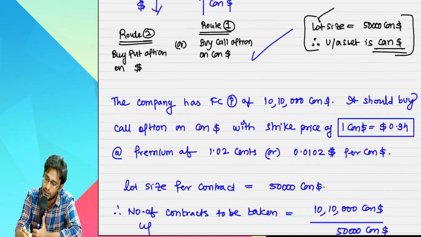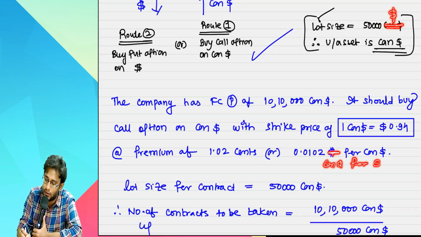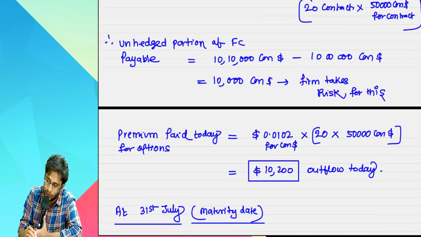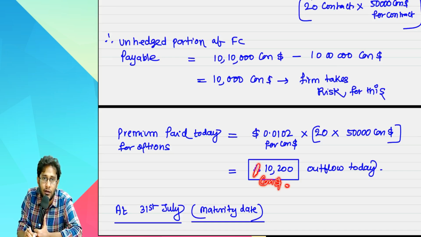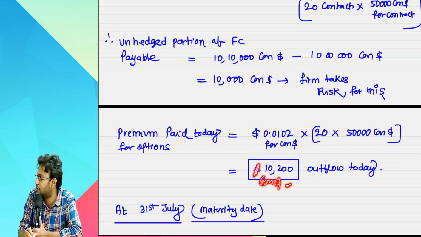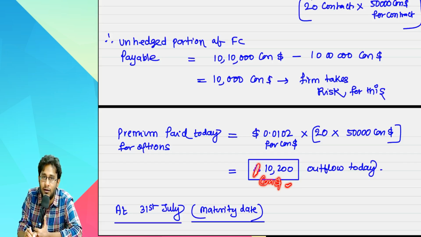Sir, if the lot size is in US dollars, premium will be in which currency? CAN dollar. So this will be CAN dollar per dollar. So when you work out the premium, this won't be $10,200. Let's say this will be 10,200 CAN dollars. You have to pay today. But who are you? A US company. After doing all this effort, you have CAN dollar payable right now.